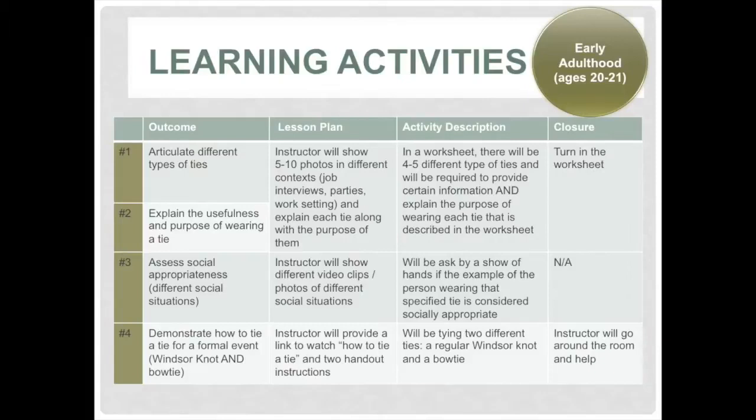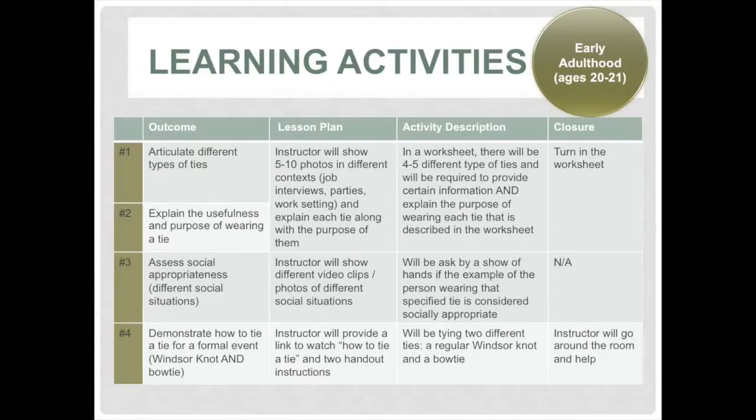The learning activities for early adulthood, ages 20 to 21, are very similar to early adolescence. Please note that learning outcomes 1 and 2 will be addressed in the same learning activity. The instructor will begin the workshop by showing the learners some photos of other people wearing a tie, but in different contexts, such as job interviews, weddings, parties, and office environments. As the photos are being presented, again, the instructor will talk about each type of tie.